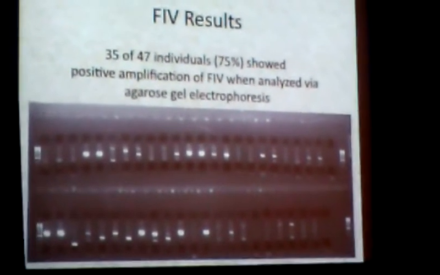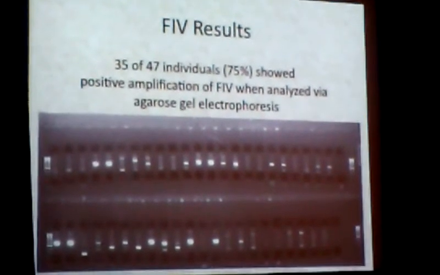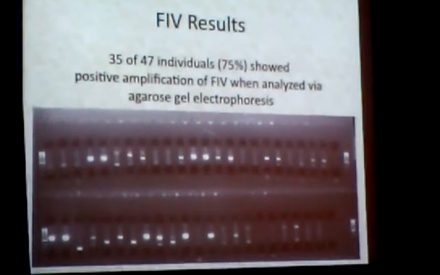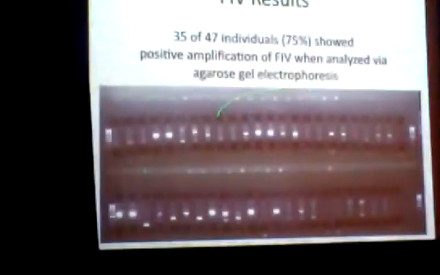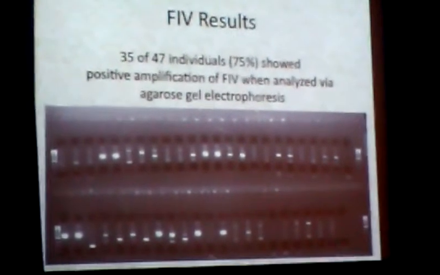So this is a gel of our 47 individuals, and 35 of the 47 individuals, which is approximately 75%, showed positive amplification for FIV. So that means anywhere you see these white bands, that individual mountain lion most likely has FIV, but we could not confirm it 100% without the sequence.